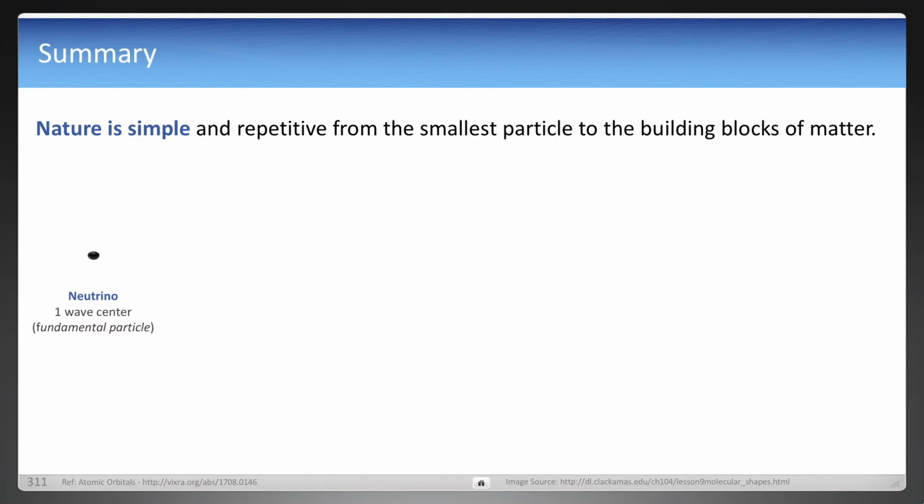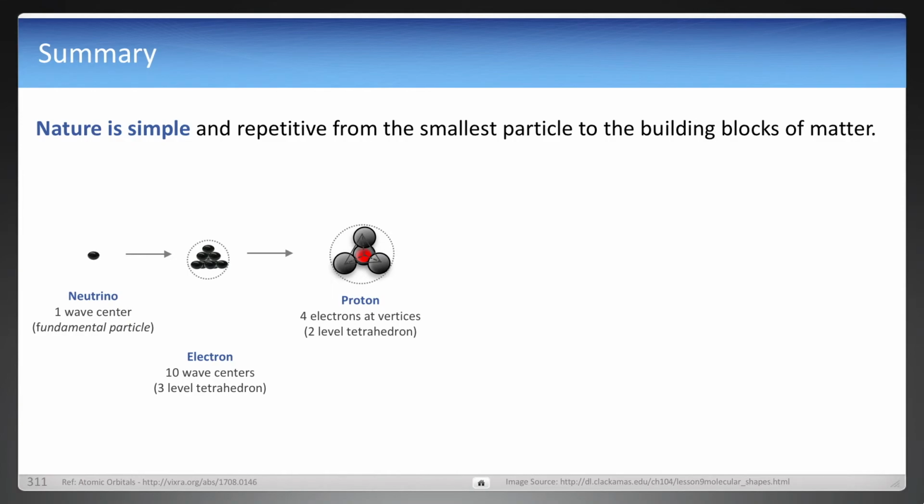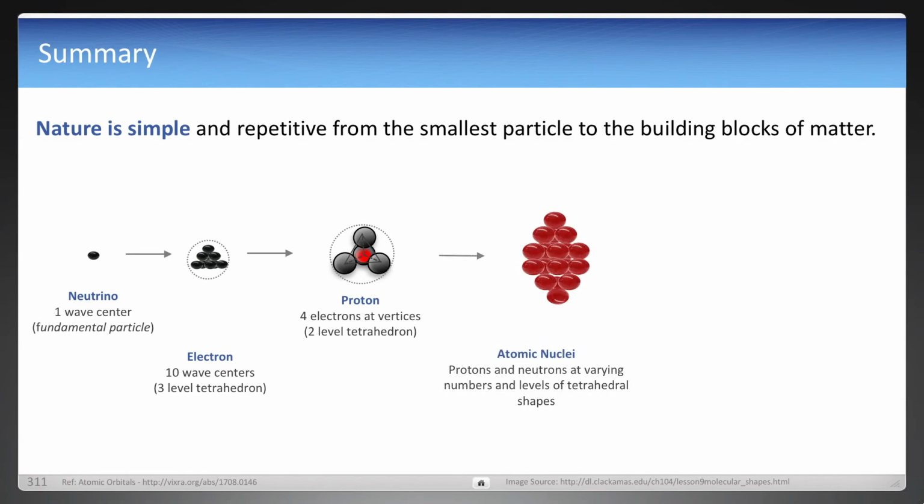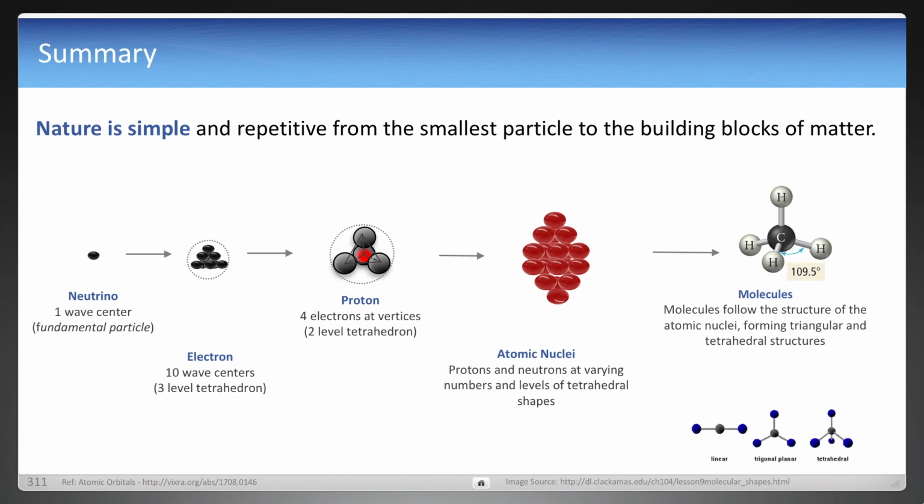And we can see molecules, but we can't see, and probably never will be able to see, the smallest of particles. But it is simply nature building upon itself from the smallest particle, to building other particles like the electron, which was a tetrahedron, an electron building the proton, which is another 2-level tetrahedron, and protons building atomic nuclei, but again in the same geometric patterns for stability to the molecules that we can see, and we can recognize these same structures.